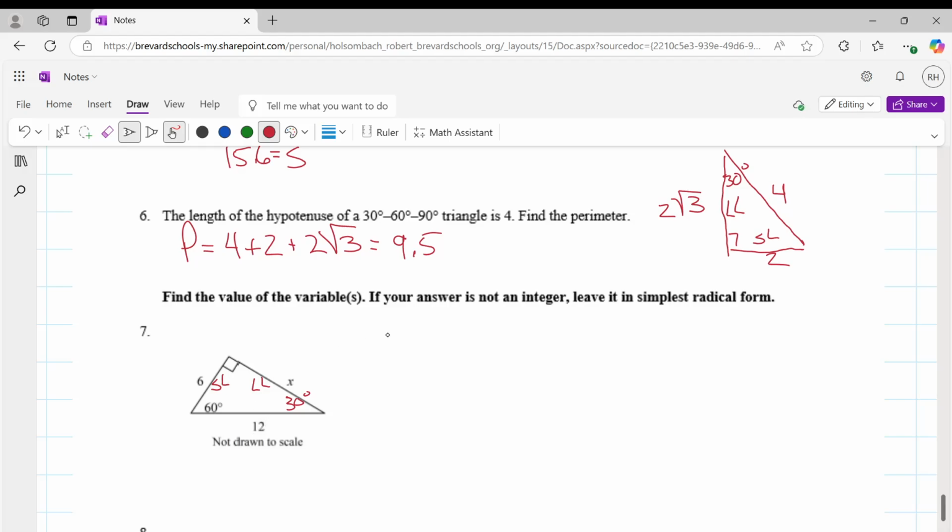So the long leg, x, is equal to the short leg times radical 3. So 6 times radical 3, well, that's in simplest radical form.